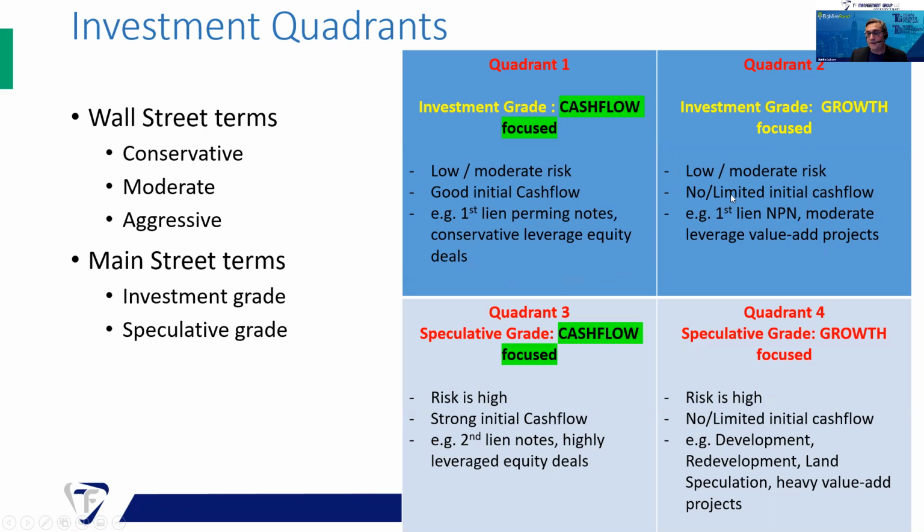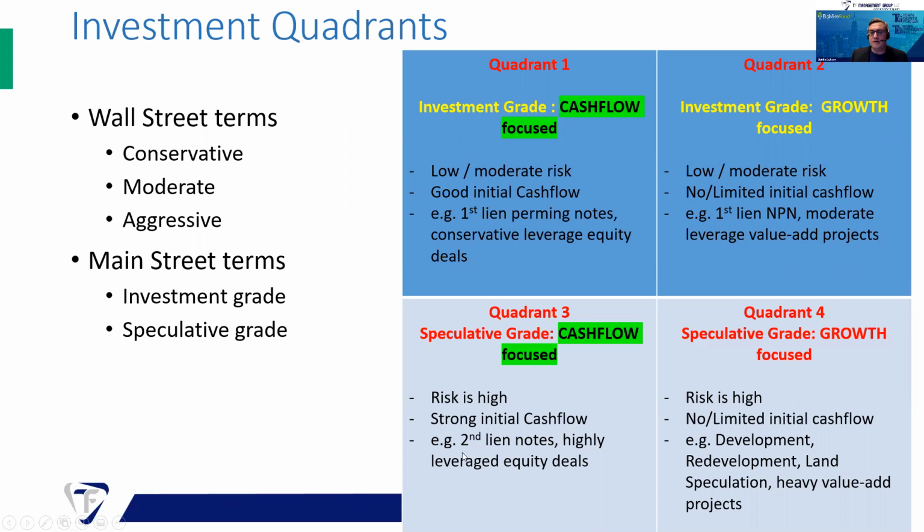Quadrant 2 deals typically also low to moderate risk, but they have no cash flow from the start. So first lien non-performing notes, moderately leveraged value add projects with break-even cash flow all fall into quadrant 2. And again, it's low to moderate risk.